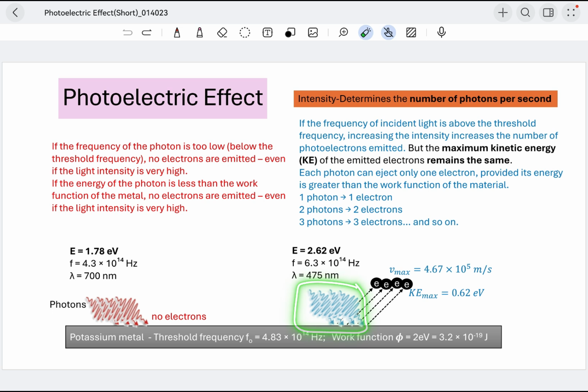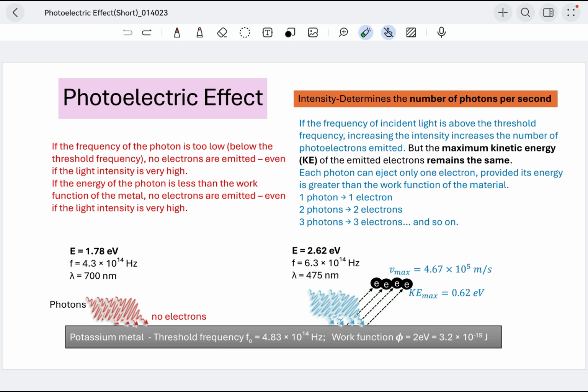But if the frequency is above the threshold, every photon has a frequency more than the threshold frequency, or you can say the energy of every photon is more than the work function. So they all can eject electrons. For example, here 4 photons are given, they can eject 4 electrons. So increasing the intensity will increase the number of photons, that's it.